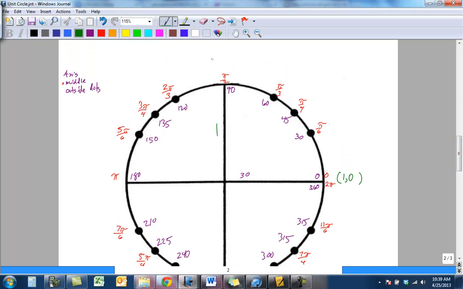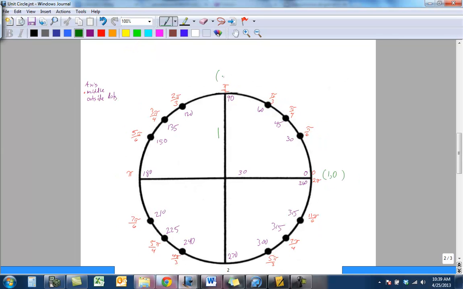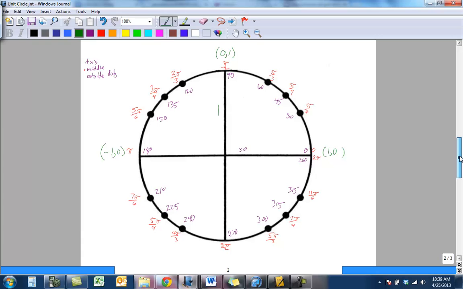So what's up here? I'm going to have to reduce this, I think. This is 0, 1. This is negative 1, 0. And this guy here is 0, negative 1. Okay, now let's talk about 45s.